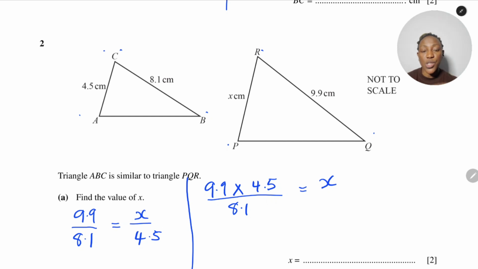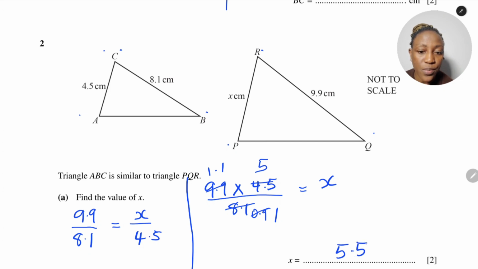It's very similar to the first question. Let's do our math properly here. I think that's going to be 5. So our X is 1.1 times 5, which gives us 5.5. So our missing side is 5.5 centimeters.